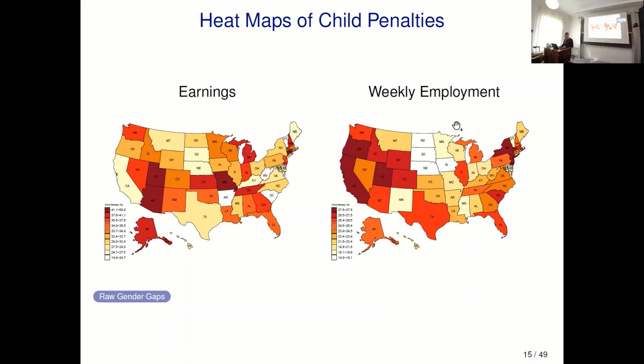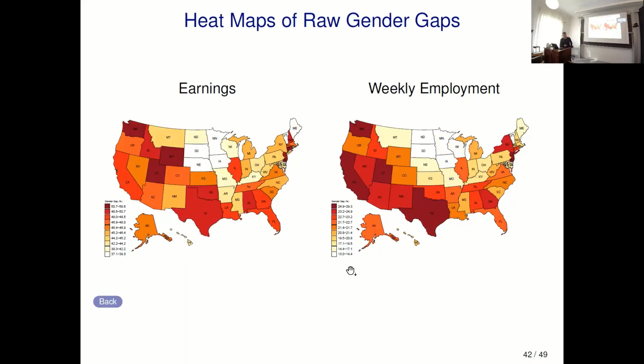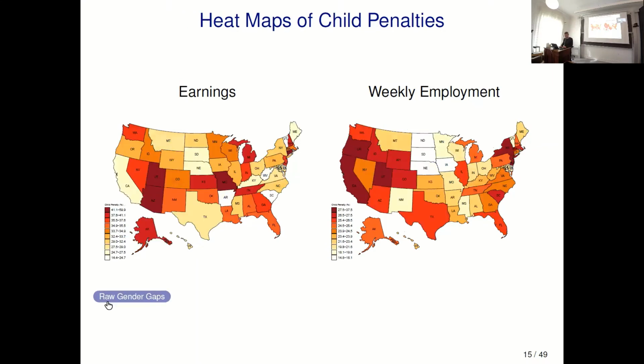The pattern you see here for employment follows quite closely what we see just in the raw gender gaps, looking at employment gaps between men and women in the US. You can see that here. It's the same picture: gender gaps are small in the central and north central part of the country and relatively big everywhere else. And similar for the earnings penalties as well. So that's how it looks cross-sectionally.